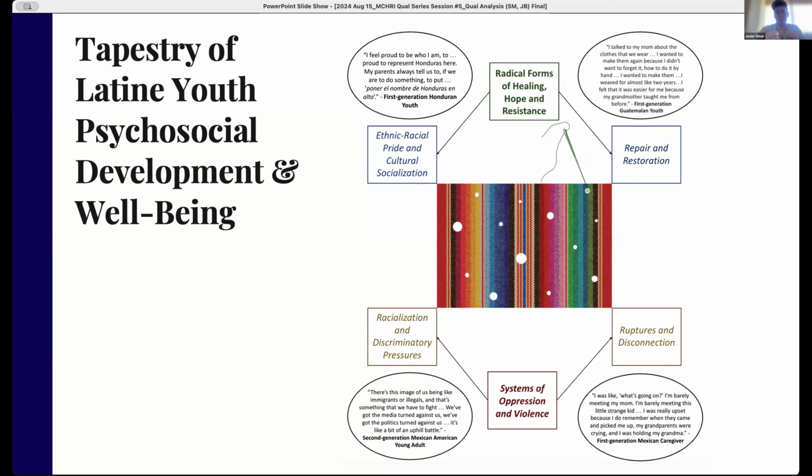The holes represent the ruptures that we see due to systemic pressures that may be harmful to youth and their families. And the needle and thread weaving together those holes represent the active forms of strength and resistance that youth and their families engage in day to day as they navigate these systemically oppressive and violent systems. I think I'll leave it there in terms of time. So that's a broad overview of this theoretical model that we derived from our analytic approach.